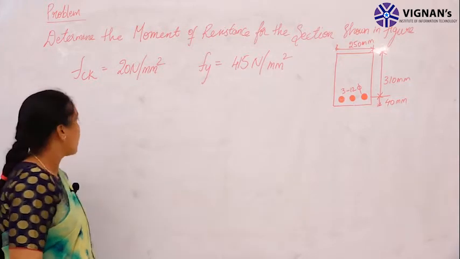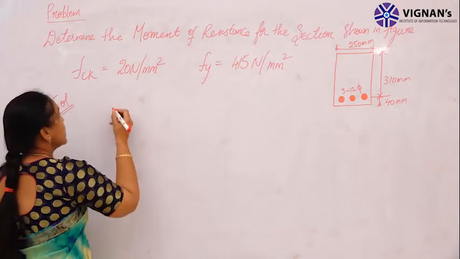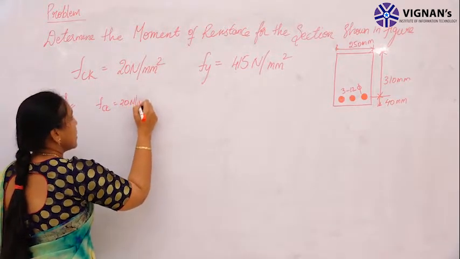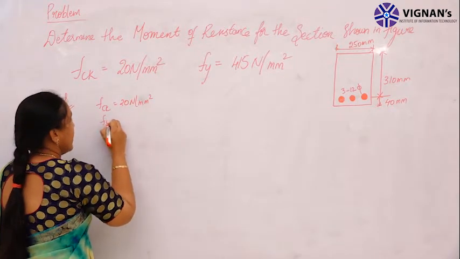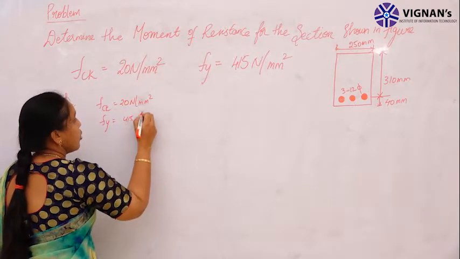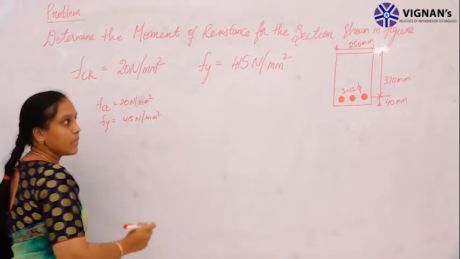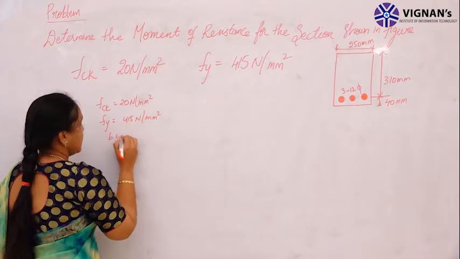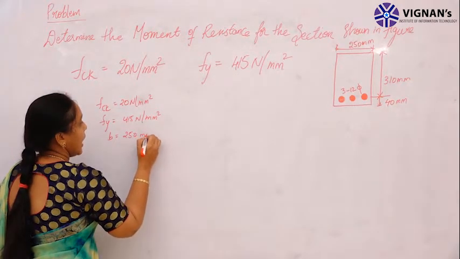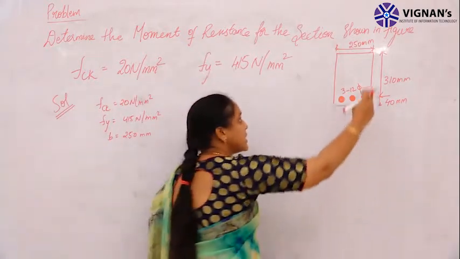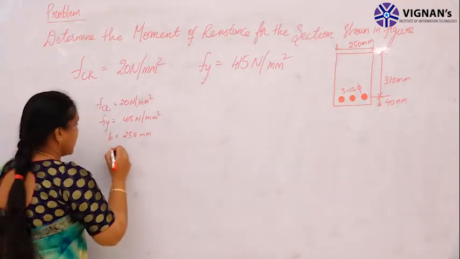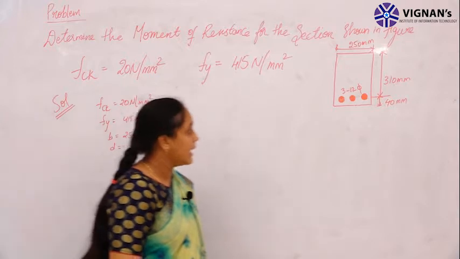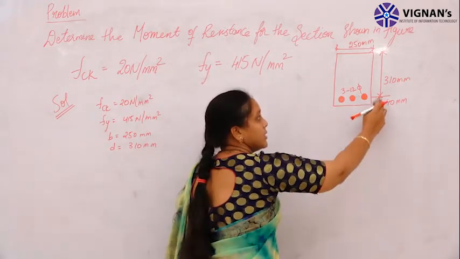First, let us write down the given data. So what is given here? fck is given, which is 20 Newton per mm square, and fy is given, which is 415 Newton per mm square, and the breadth of the beam is given, which is 250 mm, and the depth of the beam is given, that is the effective depth, d is equal to 310 mm, and the effective cover, this is the effective cover.